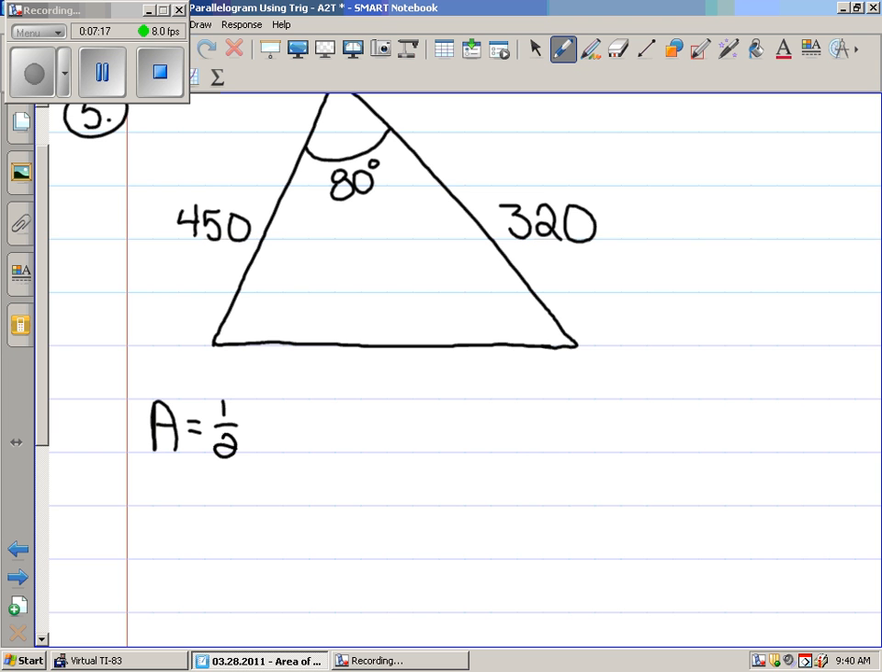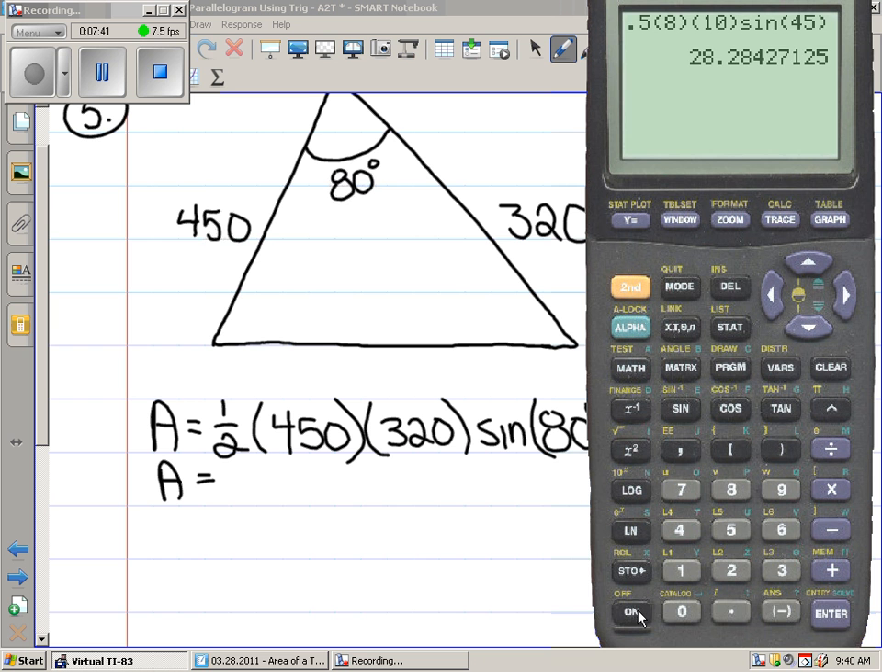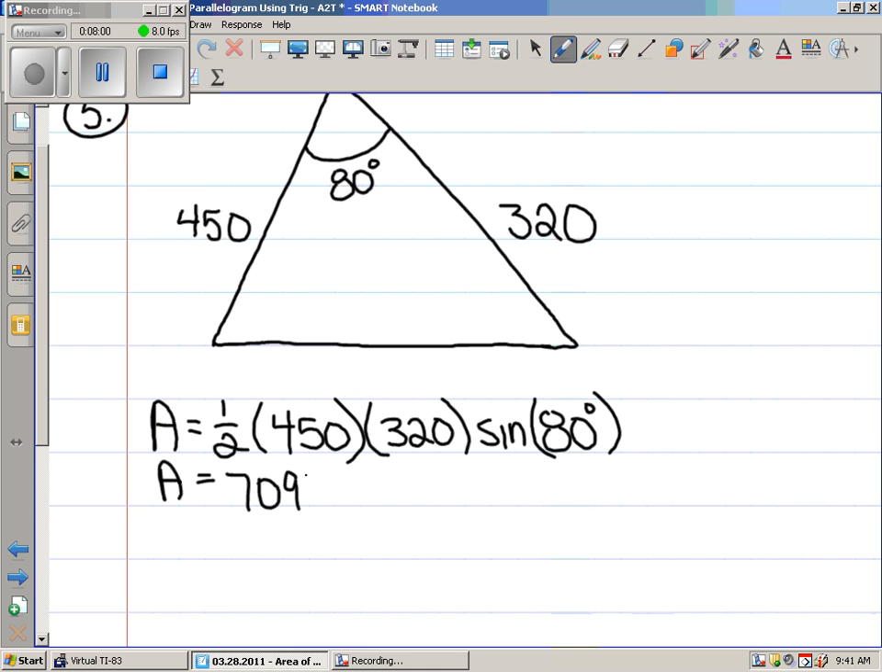Let's see, so we got 1/2. This is piece of cake. 450, 320, sine 80 degrees. And how much land does this guy have? Does anybody know? He's loaded, right? Let's see how loaded he is. 0.5, 450, 320, sine 80. Wow, that's a lot of land. That's true, right? That's a lot of land.